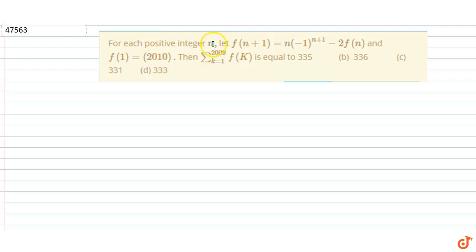The question given is: for each positive integer n, let f(n+1) = n(-1)^(n+1) - 2f(n), and f(1) = f(2010). Then we have to find the value of the summation of k equals 1 to 2009 of f(k).